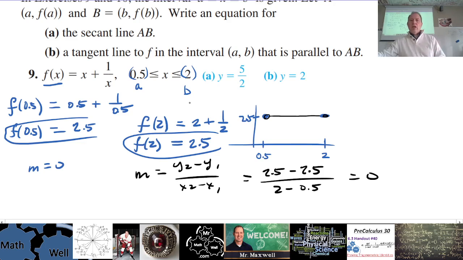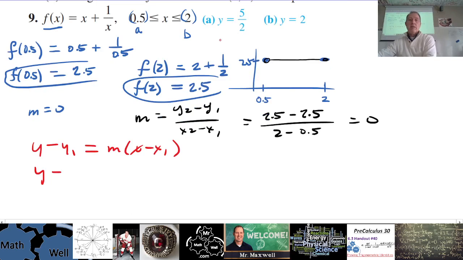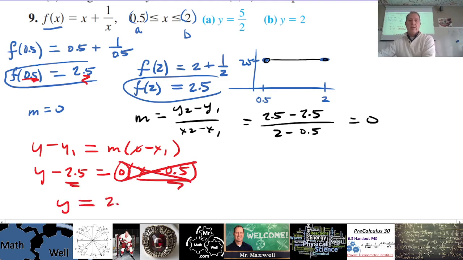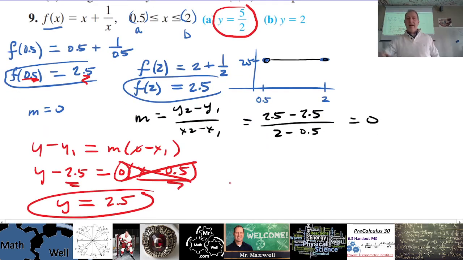Okay. So now what we need to do is pick basically 1 point, and we'll do y minus y1 equals m times x minus x1. Let's do y minus 2.5 equals 0 times x minus 0.5. So that's the x value from here and the y value from here. And of course, 0 times this is just going to be 0. So we have y equals 2.5. That's the equation of your line. And as they show it here in the textbook, it's y equals 5 over 2, same as 2.5.